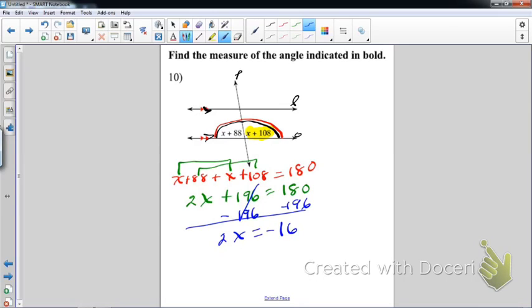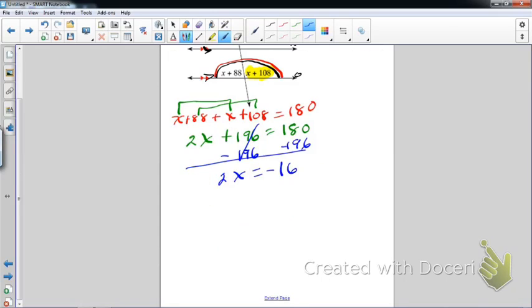Sorry, I keep on saying 18, I don't know why. So let me make some room here. I do the division property of equality.